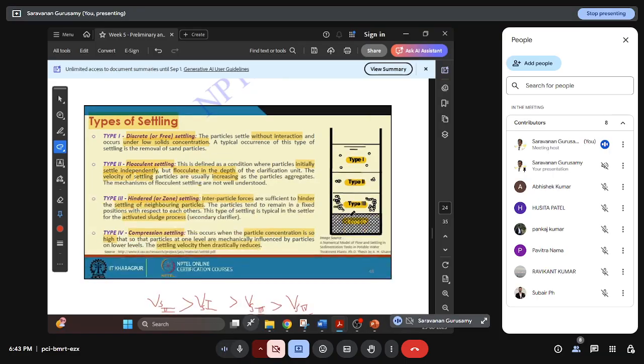So we need to know the types of settling. We have four types of settling. First is discrete settling, second is flocculent settling, third is hindered settling, fourth is compression settling. Where will these types of settling happen? First, what are these types of settling?